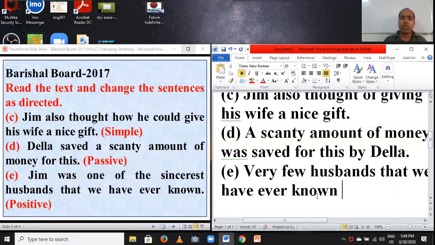And you have to use plural verbs. Notice, was and were are the two verbs in the to be group, in the past group. Present group, am, is, are; past group, was, were. You have to set was or were according to the subject after very few. So you have to write W-E-R-E, were.